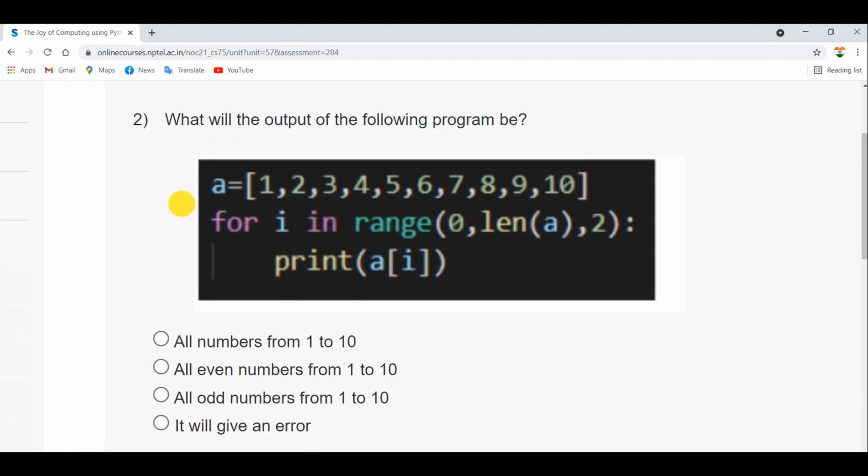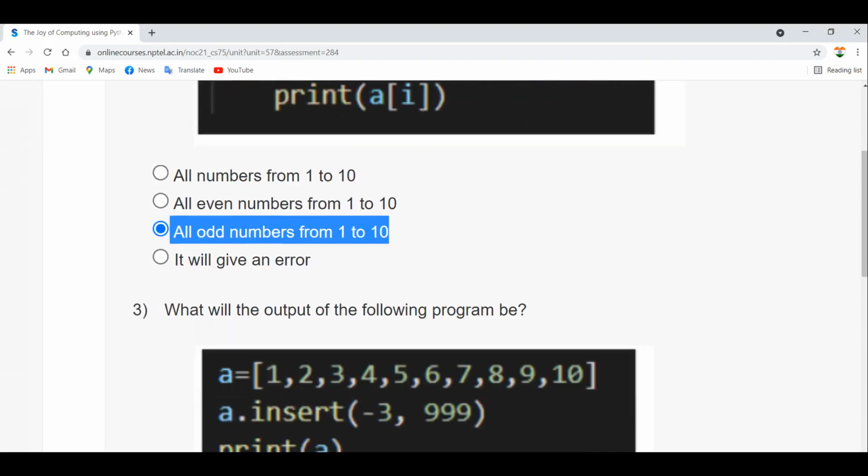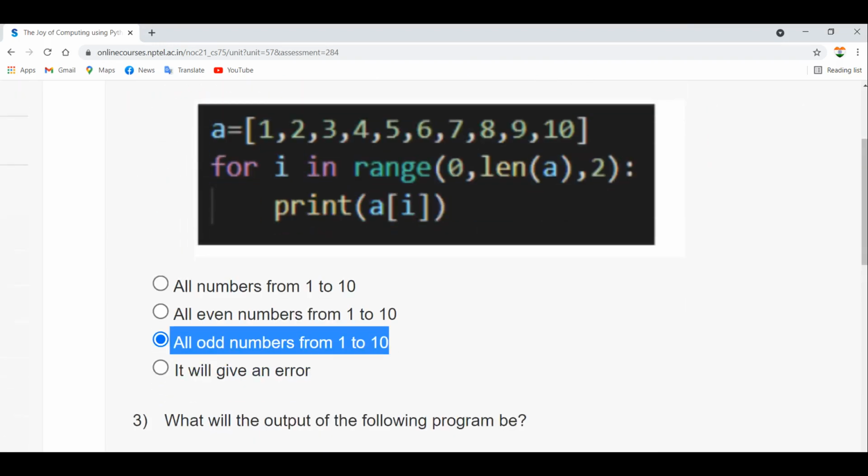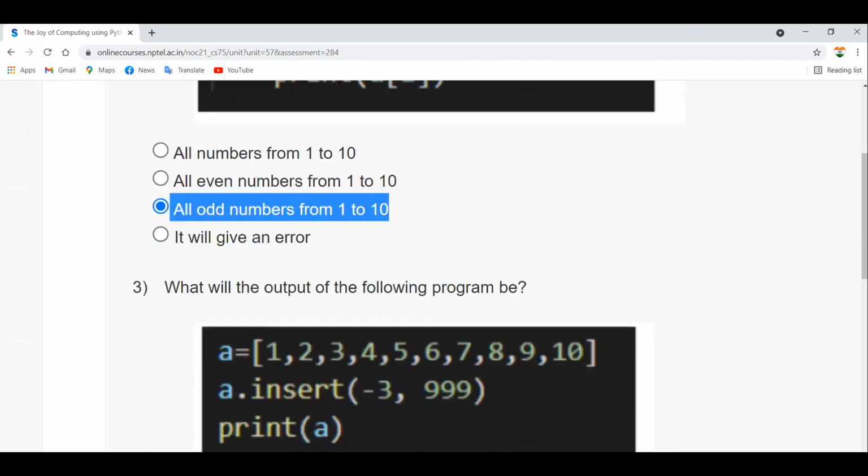This is question number 2. This is code print AI. Question number 2 answer is option number C. Please do it fast. Note it down: question number 1 is false and question number 2 is option number C, the third one.